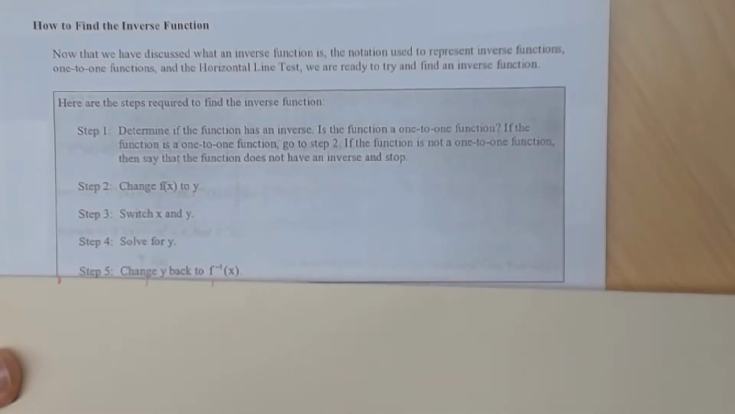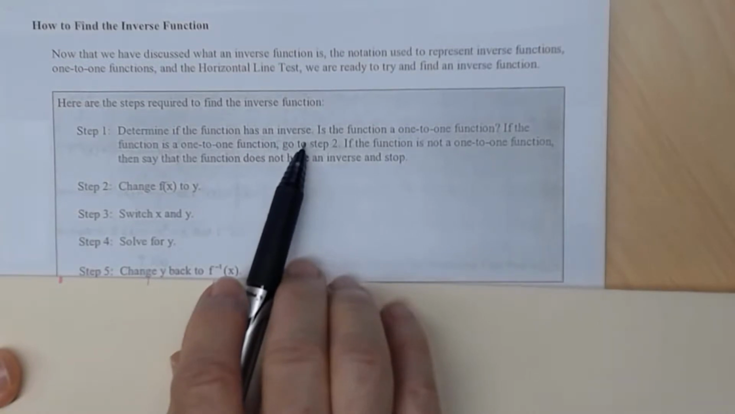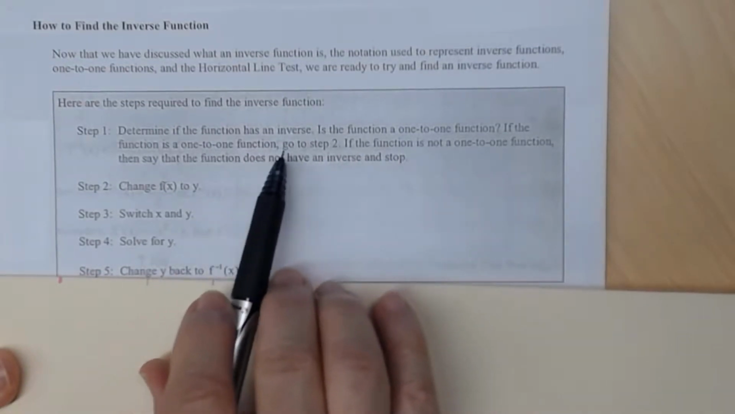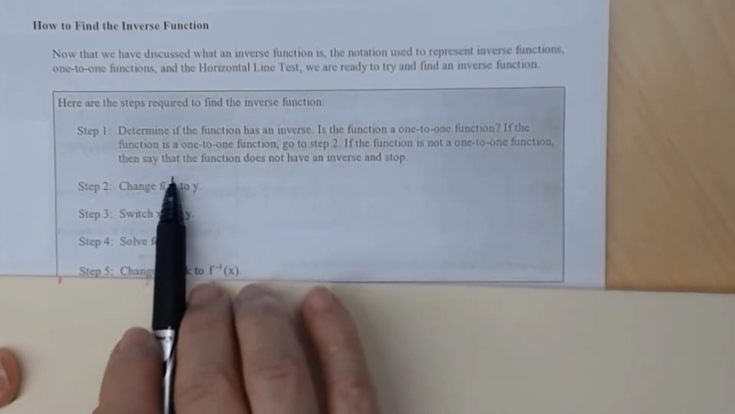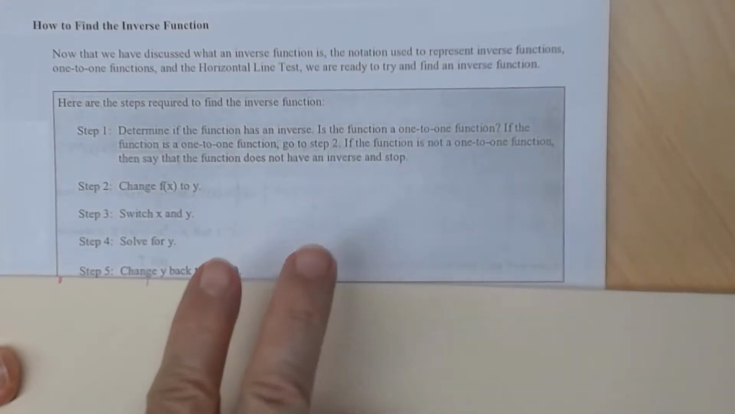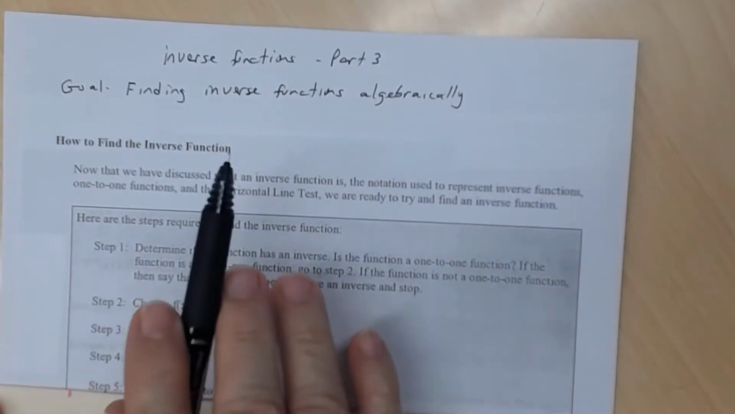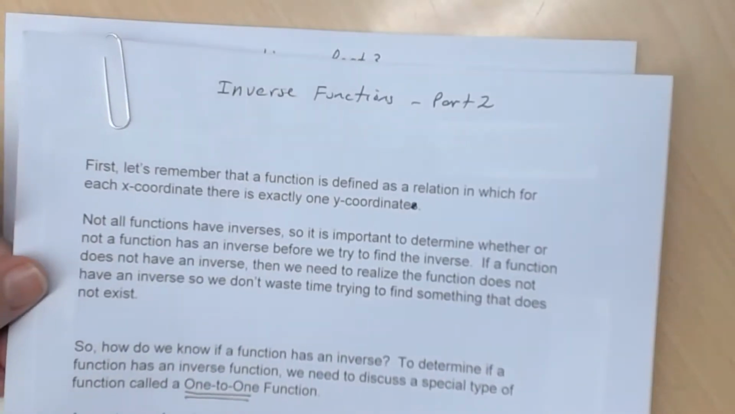Step 1 says this: determine if the function has an inverse function. Is the function a one-to-one function? If the function is one-to-one, then go to step 2. If the function is not one-to-one, then say that the function does not have an inverse function and stop. Remember, we did step 1 in part 2 of our lesson on inverse functions. So that was this part here.